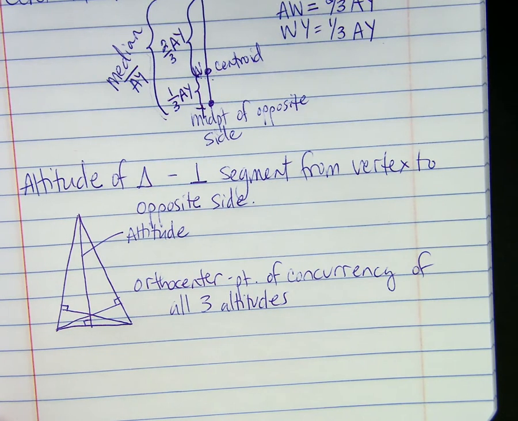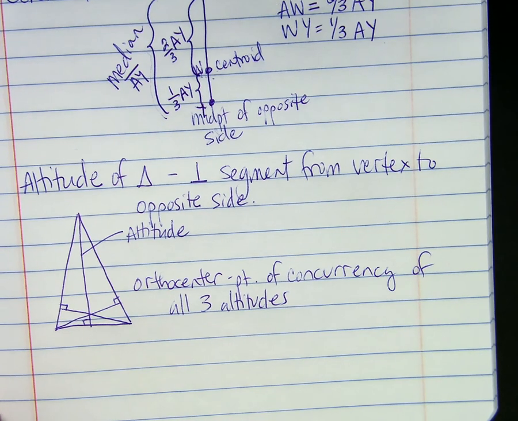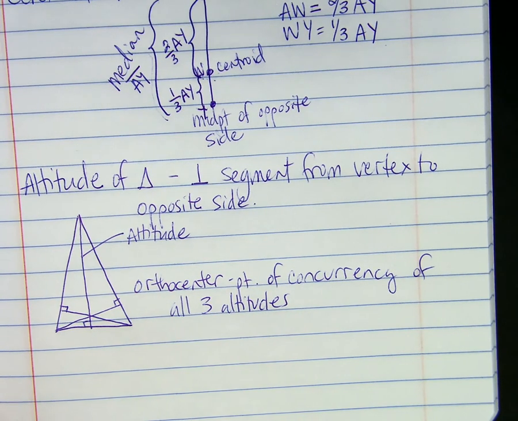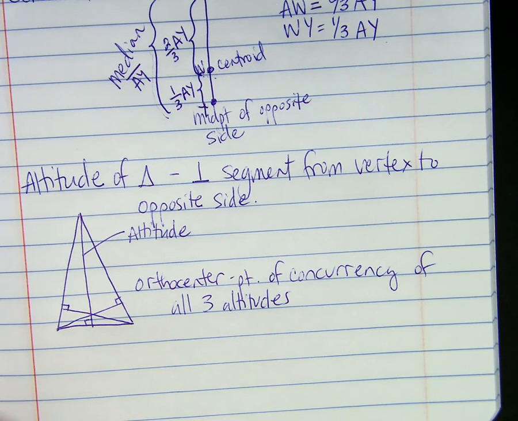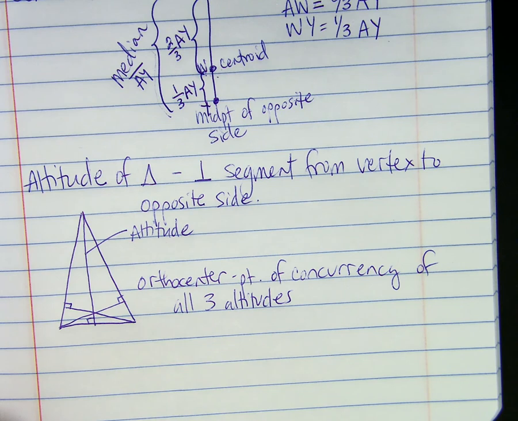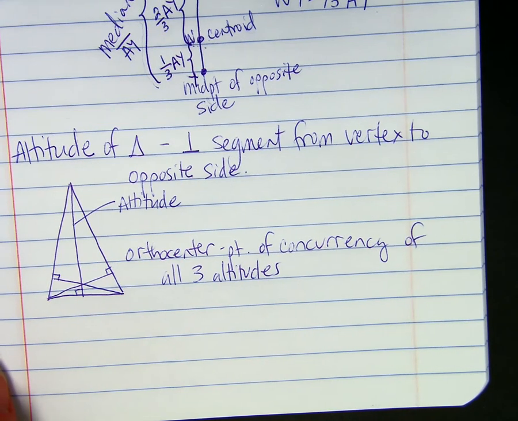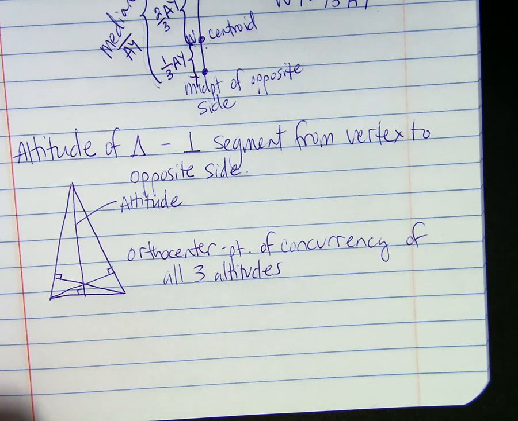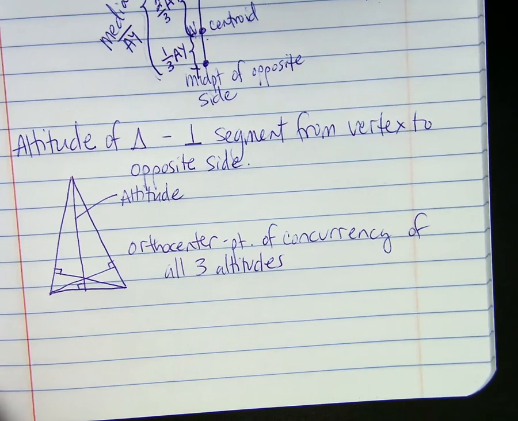And the orthocenter doesn't have to be inside the triangle. So on a right triangle, the orthocenter would be right at the right angle. Okay? And then on an obtuse triangle, the orthocenter is actually outside the obtuse angle. And there's a picture in the book, example 3, that shows all three, except for the right. Wait. No, the right triangle orthocenter is right at the right angle.